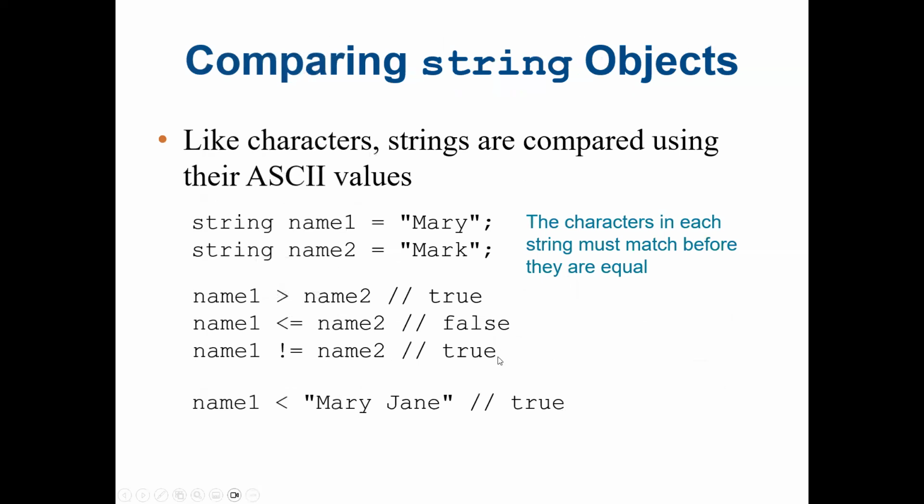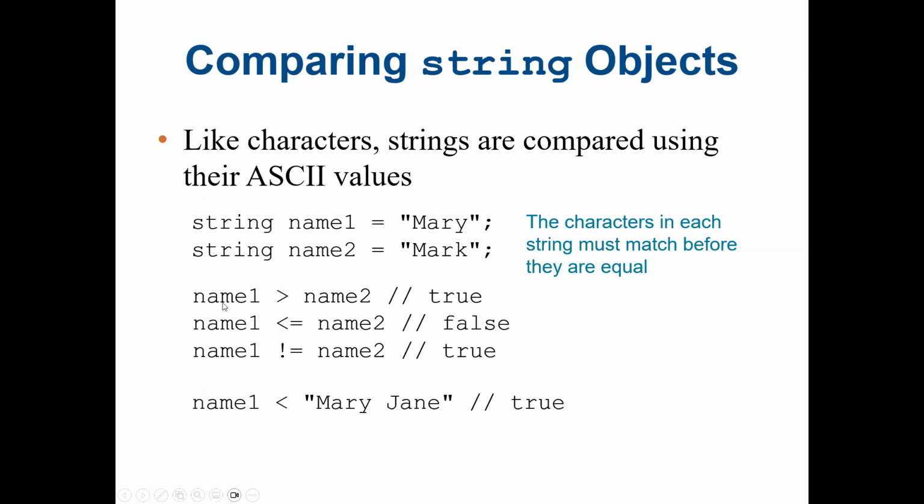Like characters, strings can also be compared using their ASCII values. For example, we have 2 strings here, name1 and name2. We assign Mary and Mark. The characters in each string must match before they are equal. So this means if we are checking whether strings are the same or not, we check character by character. For example, M-A-R-Y and M-A-R-K, so they are not the same.